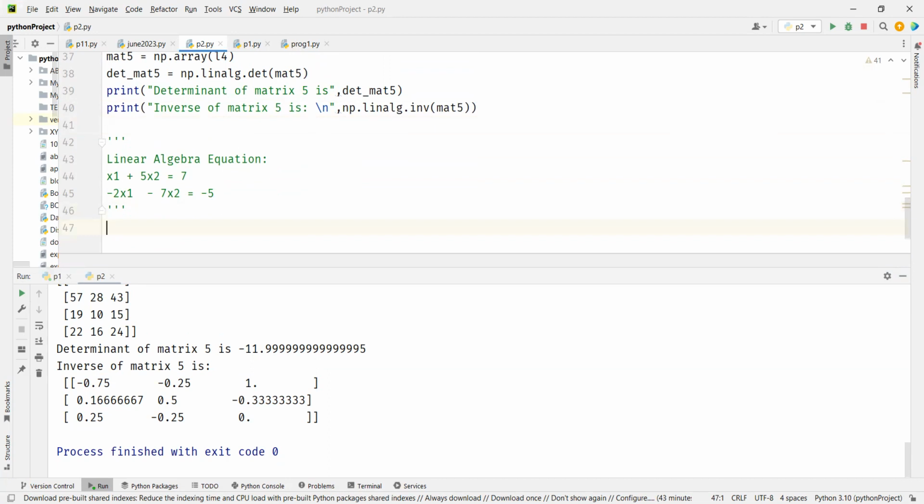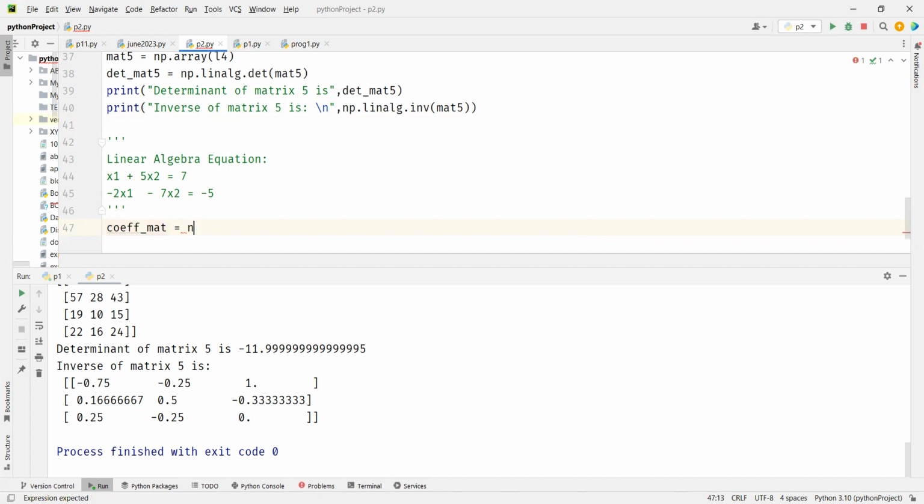Now, how do we solve this equation? We'll divide this linear algebra into 3 matrices. First matrix is your constant. So we have 3 matrices here. Constant matrix is going to be, or instead of constant, let's call it coefficient. That makes better sense. Coefficient matrix. So we look at the coefficients of these values.